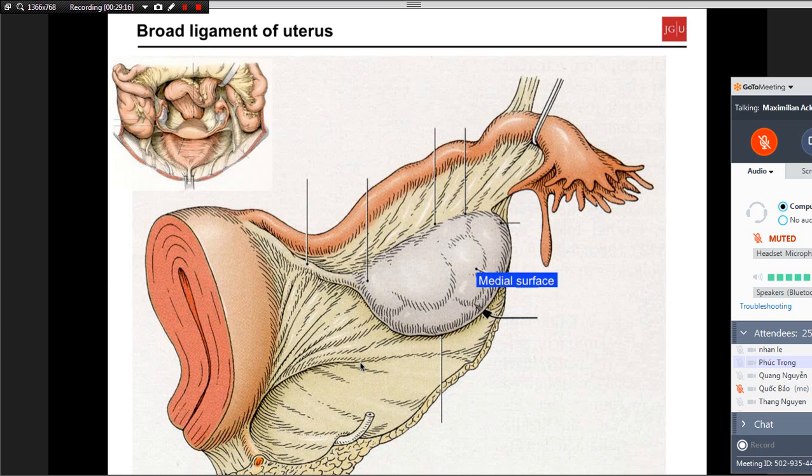Some words to the uterus. So this is the adnex, the ovarian adnex. You have the ovary here with the medial and lateral surface.